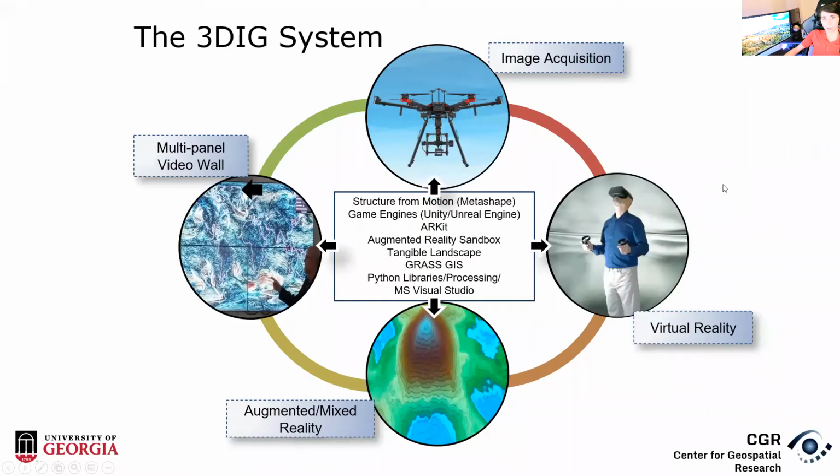The underlying system of our lab is the 3DIG system, 3D Immersion and Geovisualization System. These four components, image acquisition, virtual reality, augmented and mixed reality, and video displays, all work together to produce geospatial data. For example, a drone can capture buildings using structure from motion, create a 3D representation of those buildings, and display it in an augmented or mixed reality environment. It could also be displayed in a virtual reality environment, and it obviously can be displayed on displays. This shows the interconnectability of this 3DIG system and the brilliance of it.